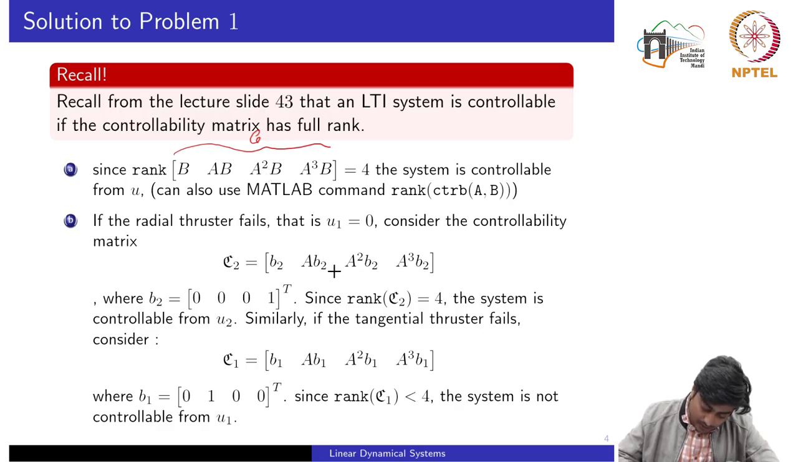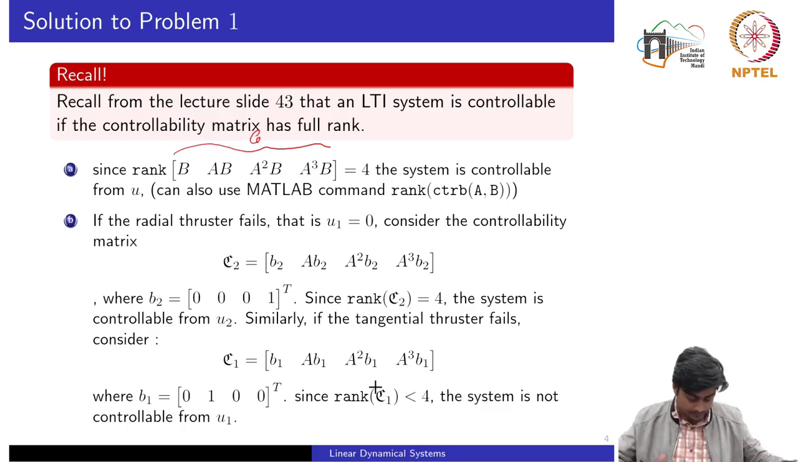Similarly, we compute the controllability matrix and then we compute the rank. You can also compute by yourself that the rank of this matrix is equal to 4, meaning that even if u1 fails, you still have the power to control the system by using only the u2 signal. Now, if the other input fails, we compute the controllability matrix and we see that the rank is less than 4, meaning if u2 fails, then you cannot completely control the system by using only the input u1.